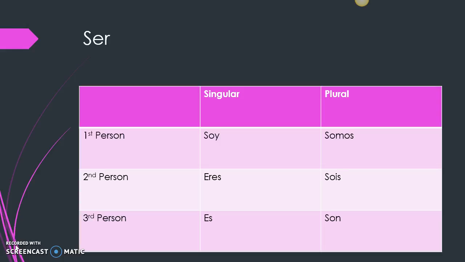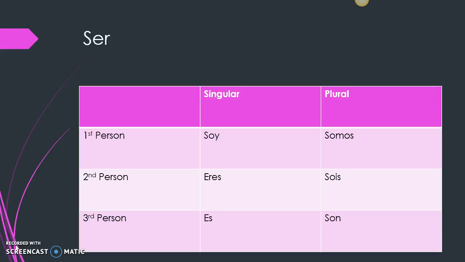The yo form of ser is soy. The tú form of ser is eres. The él, ella, usted, and one person's name form of ser is es. The nosotros, nosotras, or someone's name y yo form of ser is somos.